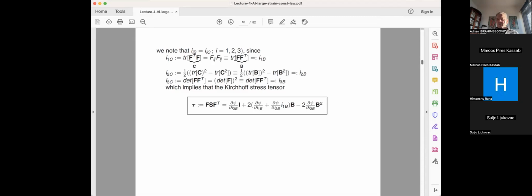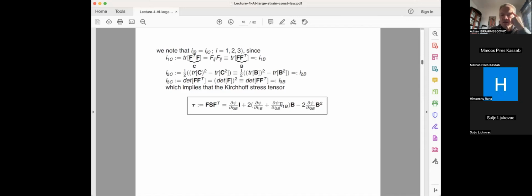Basically, although the eigenvalues are not the same, the invariants are. And then you can say, if I know the invariants of C, I know also the invariants of B. Then you can transform the equation that we wrote previously by using the transformation for the Kirchhoff stress to be equal to F times the second Piola-Kirchhoff stress times F transpose, and take into account what B and C are. And given that the partial derivatives with respect to the invariants of the tensor C are the same as the invariants of the tensor B, I can add this equation here.